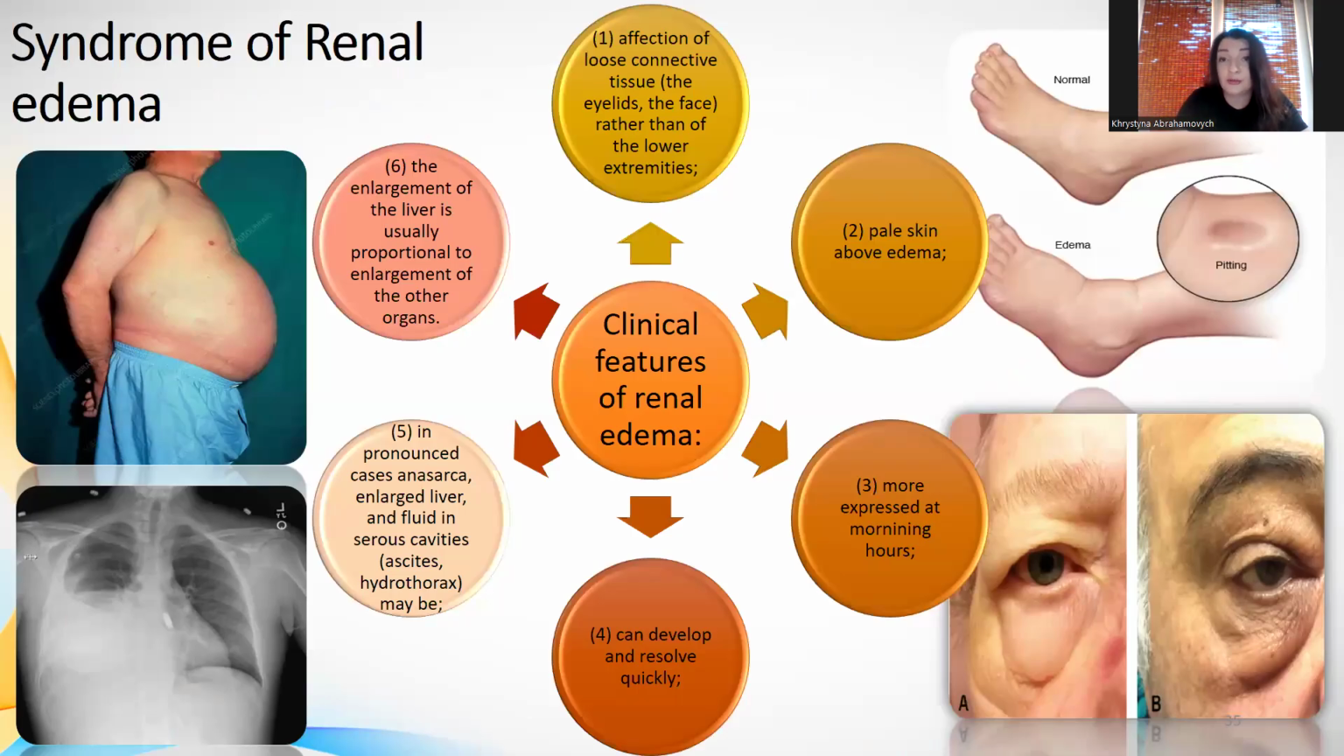And now, what clinical features does renal edema have? First of all, there may be pale skin above the edema, more expressed in morning hours, which can develop and resolve quickly. In pronounced cases may occur anasarca, or edema of the whole body, enlarged liver and fluid in serous cavities such as ascites, hydrothorax, and so on. And the enlargement of the liver is usually proportional to enlargement of the other organs. And the most important is facies nephritica in this case.